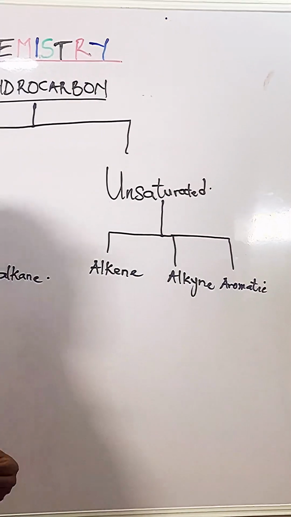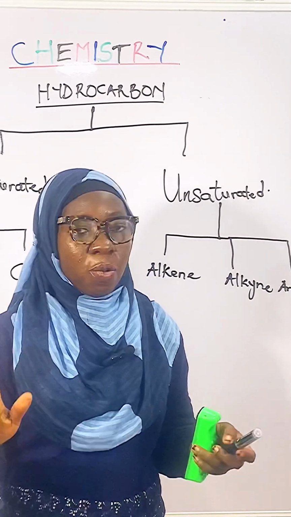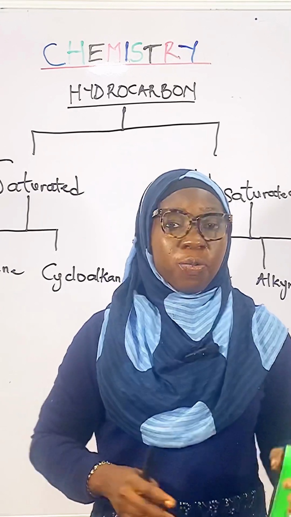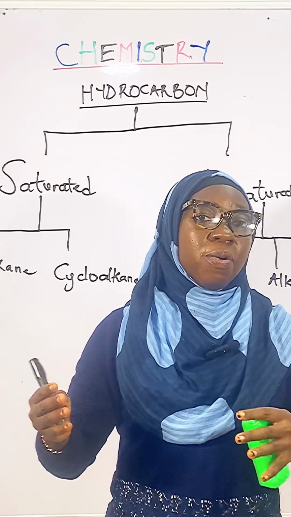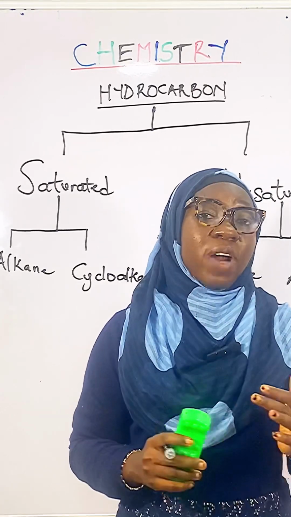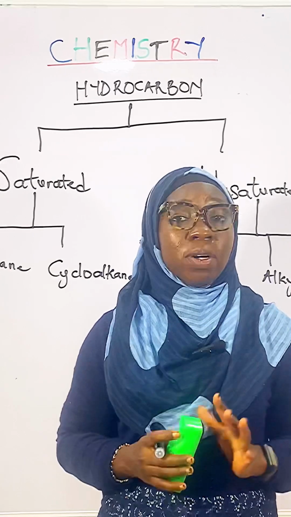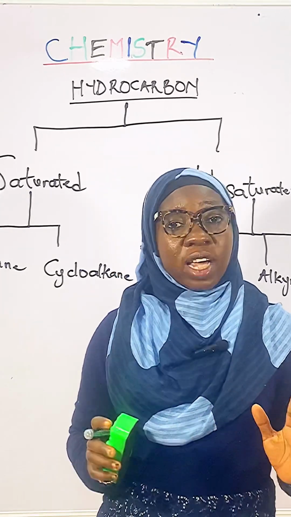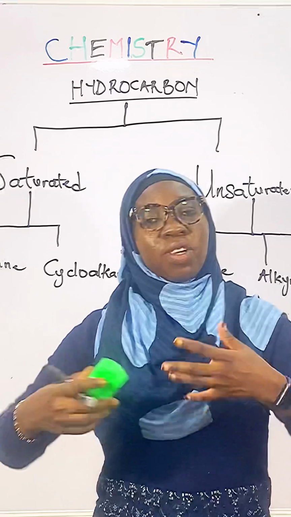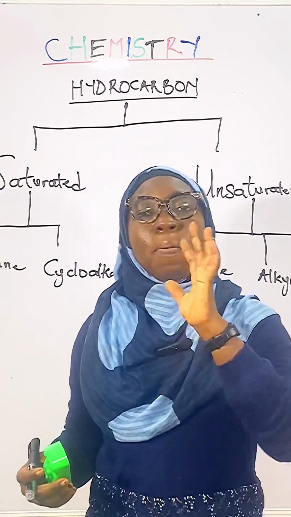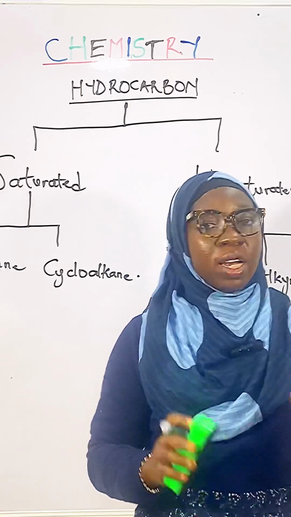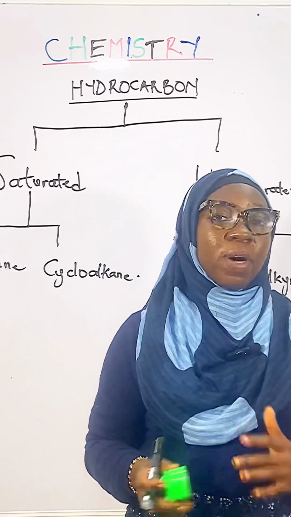So we are going to start picking them one after the other. I'm going to start with alkane. But before I start with alkane, I will quickly explain how we derive their name in alkanes. Now, generally, organic compounds derive their name from the number of carbons they contain. Like for instance, we have some organic compound that contains only one carbon atom. We have some that contain 2, 3, 4, and so on and so forth. So based on the number of carbon atoms they contain, we determine the kind of name we are going to give them.